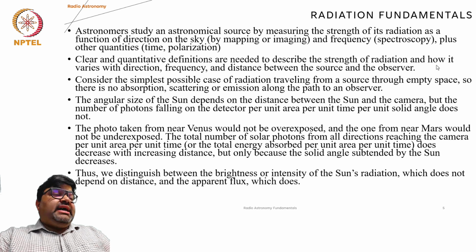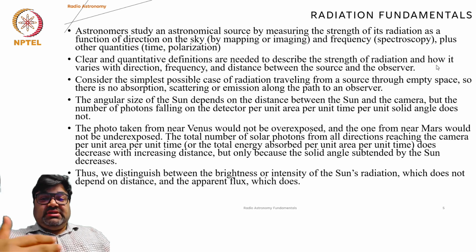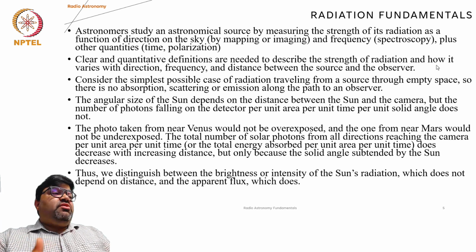The angular size of the sun depends on the distance between the sun and the camera or the telescope, but the number of photons falling on the detector per unit area, per unit time, per unit solid angle does not. The photo taken from near Venus would not be overexposed, or one from Mars underexposed.